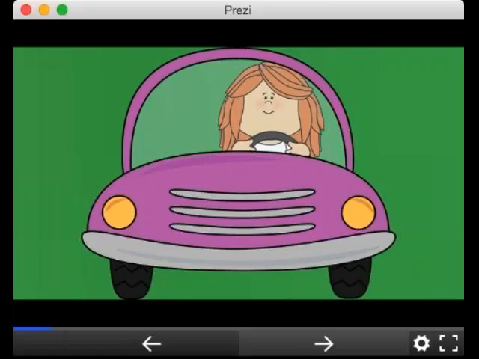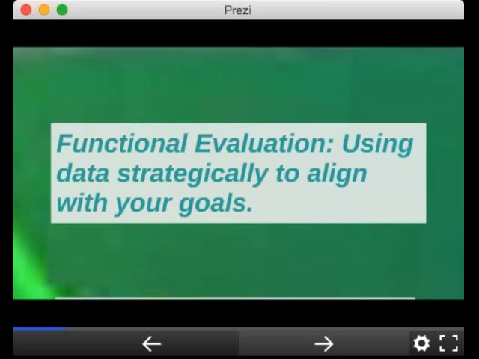So based on all that then, we know that one of the most important things about an evaluation is that it has some utility. That is to say that it serves some function. And the question is, what function should it serve? And what we're going to offer today is that a functional evaluation uses data strategically to align with the goals of the organization.